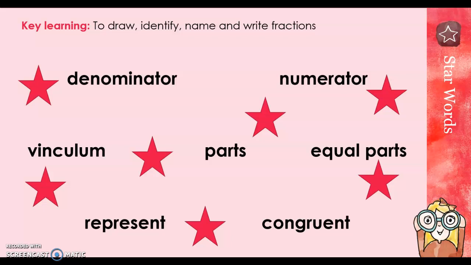Okay, so here are some of our key words today. I'll just give you a second just to have a look through these. Some of them I'm hoping we are familiar with. Some of them we might encounter throughout this lesson.